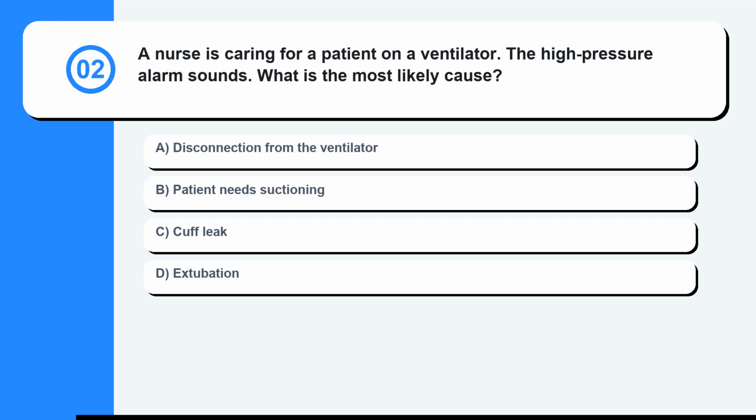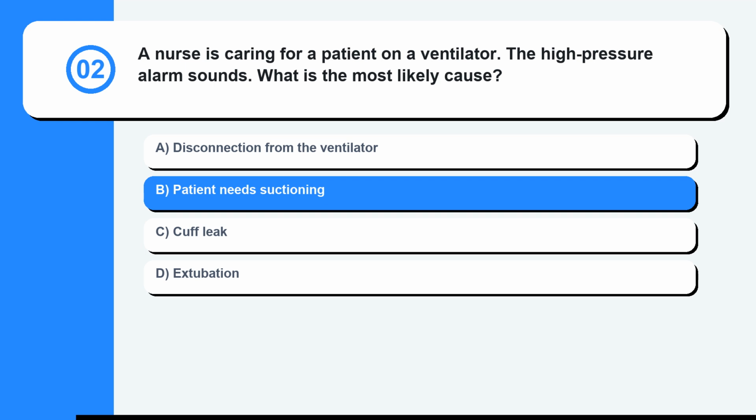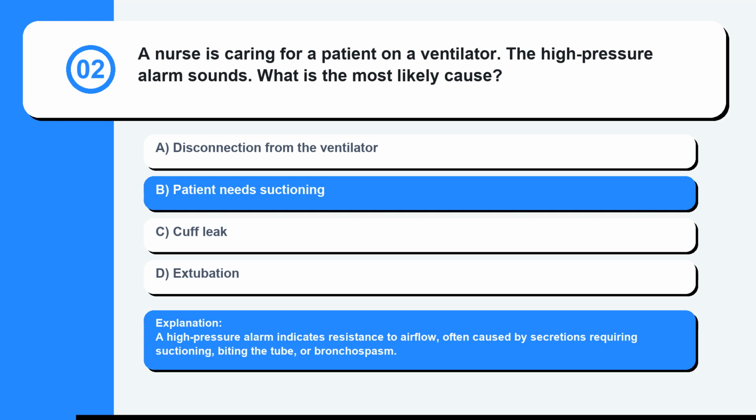Question 2. A nurse is caring for a patient on a ventilator. The high-pressure alarm sounds. What is the most likely cause? A. Disconnection from the ventilator. B. Patient needs suctioning. C. Cuff leak. Or D. Extubation. The correct answer is B. Patient needs suctioning. A high-pressure alarm indicates resistance to airflow, often caused by secretions requiring suctioning, biting the tube, or bronchospasm.